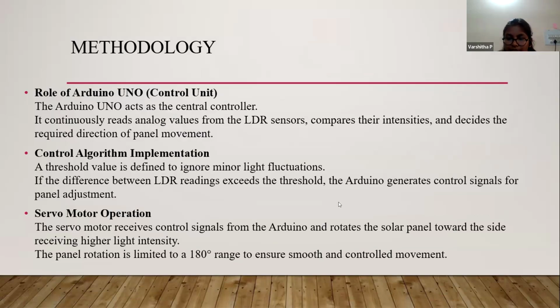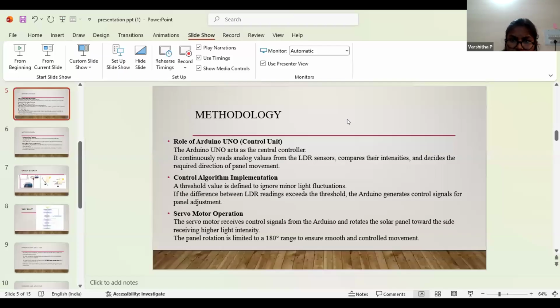Servo motor operation: the servo motor receives the control signal from the algorithm. Then the panel rotation is limited to a 180-degree range to ensure smooth control.